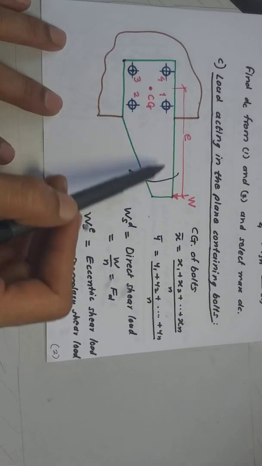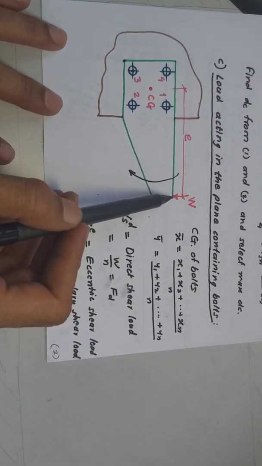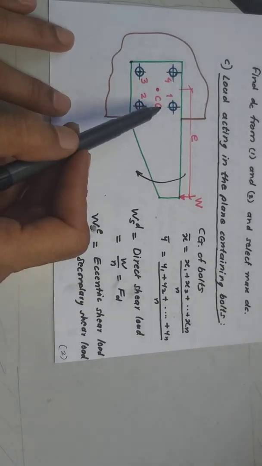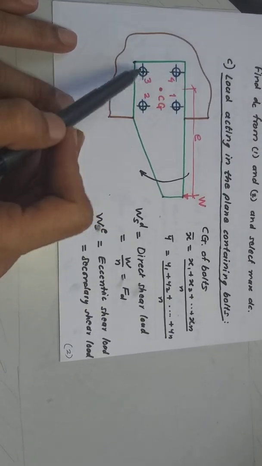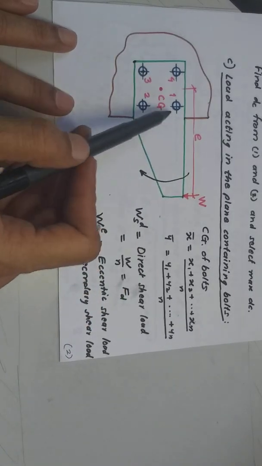Now from the center of gravity, the load is applied at a distance of W, so that is going to create a moment. Now what is the force acting on each of the bolts? As you can see here, the direct load is creating a direct stress.